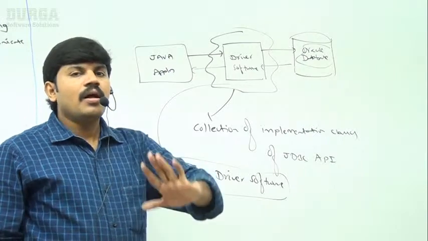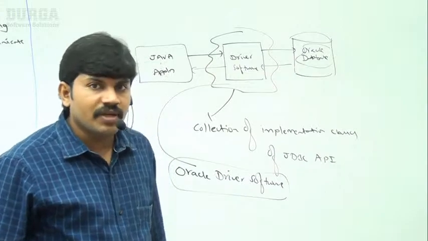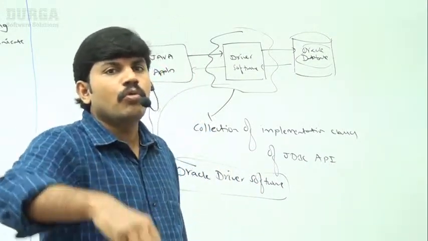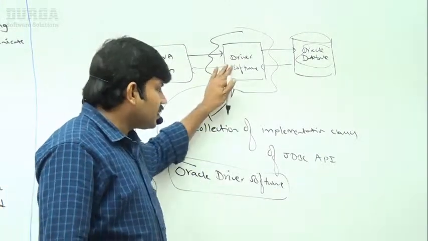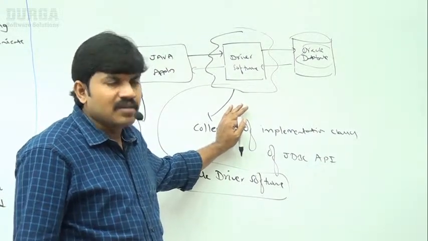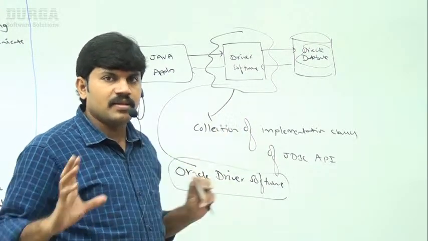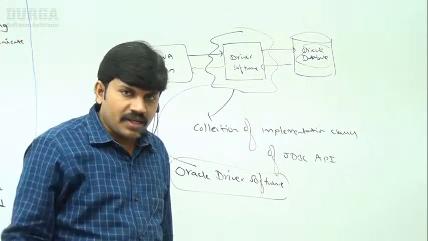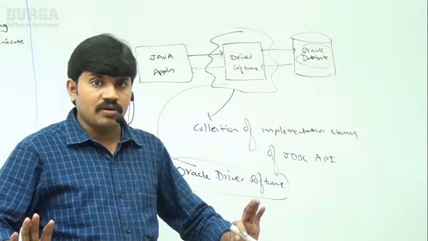So for all the interfaces present inside JDBC API, the driver software vendor is responsible for providing the implementation. That collection of implementation classes is nothing but driver software. Clear, right? Any explanation required? I hope you people can understand. Simple, sir. We are not responsible for providing the implementation of JDBC API. That is good news for the programmer. Who is responsible, sir? My database vendor is going to take care of it. That collection of implementation classes is nothing but driver software.